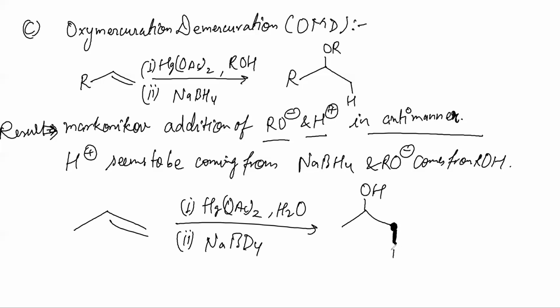D. This time you don't have any NaBH4. You have what? NaBD4. So it will provide you D. See, I wrote earlier, H plus seems to be coming from NaBH4. Now we don't have NaBH4, we have NaBD4. So D will be attached here.